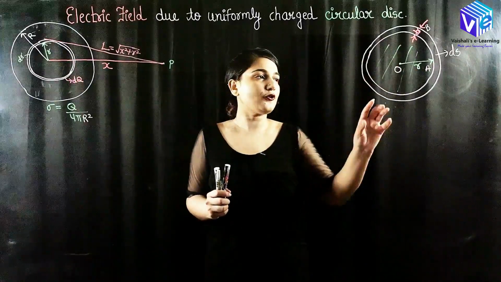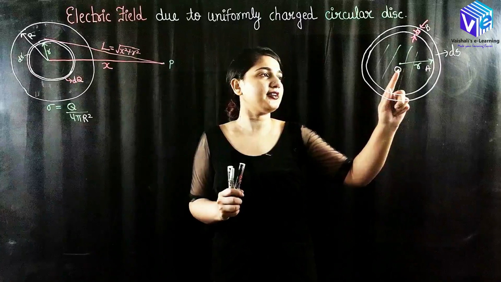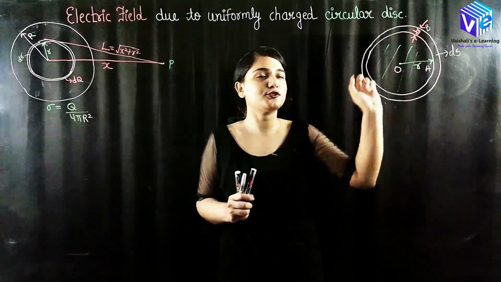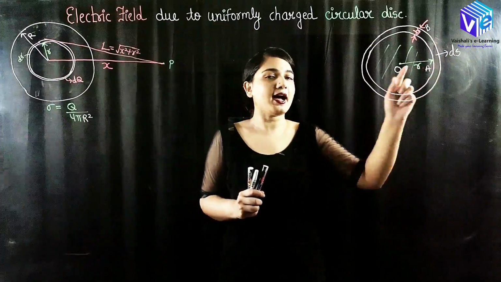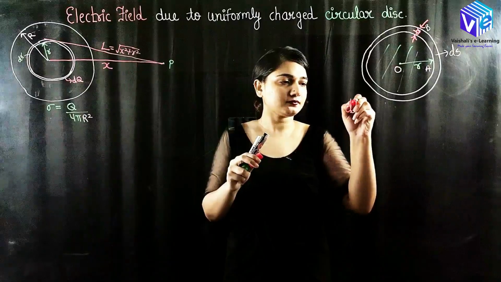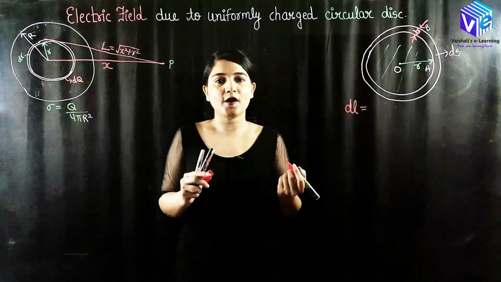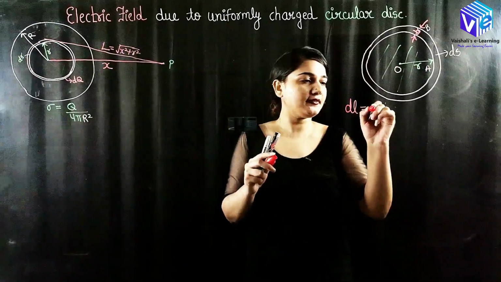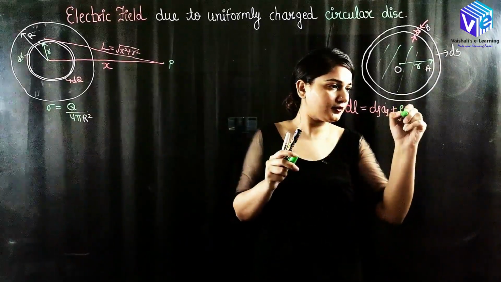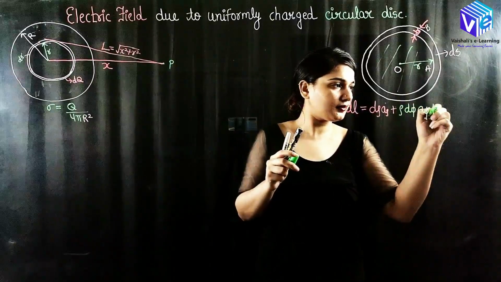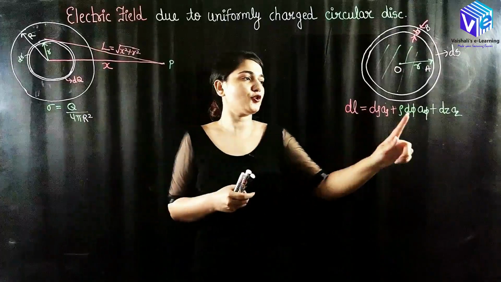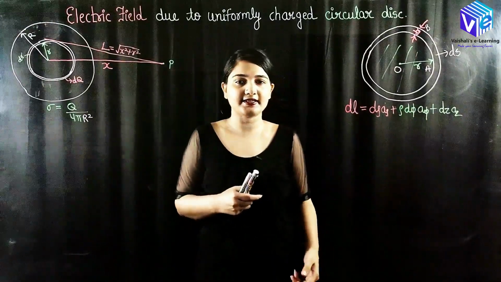For finding the incremental surface area, I have taken the distance O to A to be r and this small distance to be dr. First of all I have to find ds. If I am using the cylindrical coordinate system, dl is given by d rho a rho plus rho d phi a phi plus dz az.